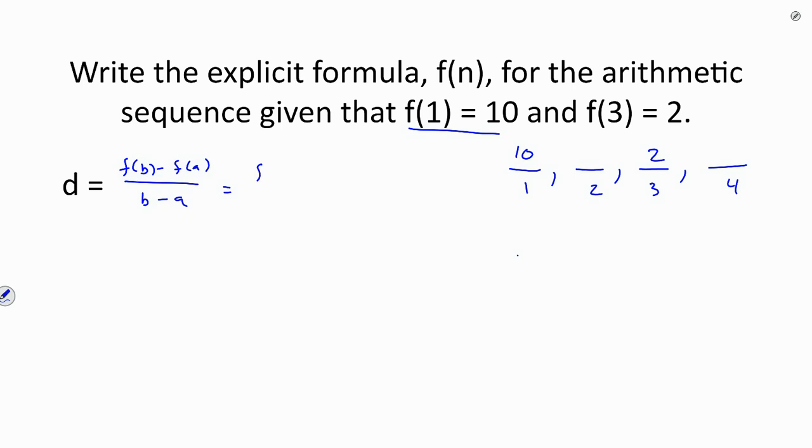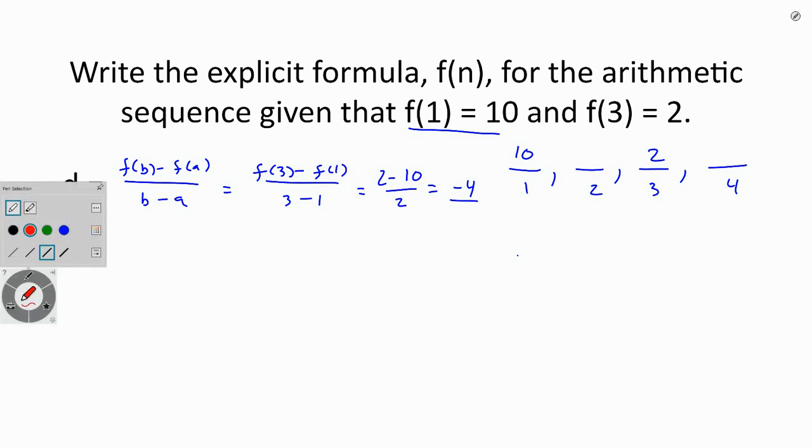So let's plug it in. So I'm going to do f of 3 minus f of 1 over 3 minus 1. So my third term, 2, minus my first term, 10, over 2. Now this, because I'm running out of room, I'll go ahead and simplify it. Comes out to be negative 4. So that's negative 8 on top, divide by 2, get negative 4. So there's my common difference. There's my first term, and I'm off to the races. So I finished the problem like we've been doing.